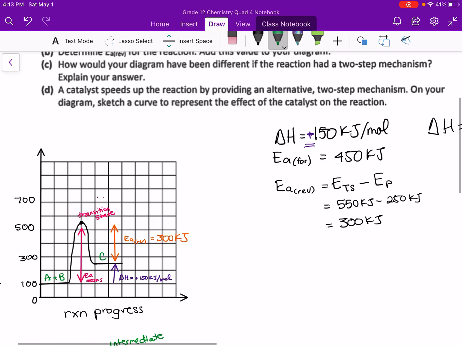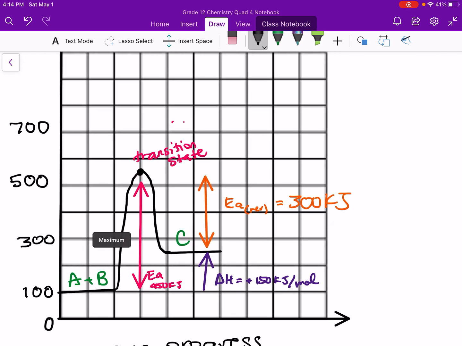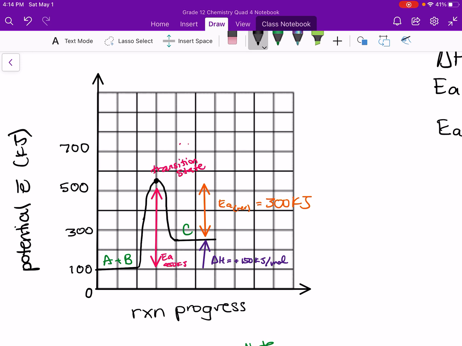In part D, it tells us that a catalyst speeds up the reaction by providing an alternate two-step mechanism. On your diagram, sketch a curve to represent the effect of the catalyst on the system. So if we did have a catalyst, we would lower our activation energy by having two transition states that are lower than our original transition state.